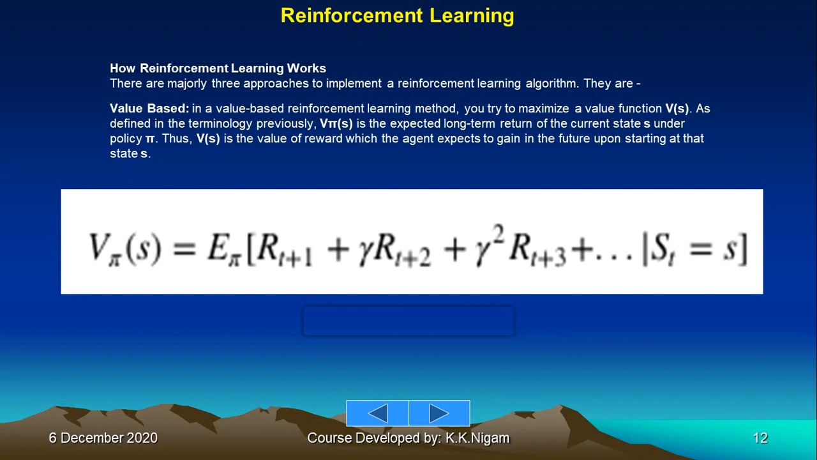There are majorly three approaches to implement a reinforcement learning algorithm, and these are value-based, policy-based and model-based. In a value-based reinforcement learning method, you try to maximize the value function V of S as defined in the terminology previously. V pi of S is the expected long-term return of the current state S under policy pi, and thus V of S is the value of reward which the agent expects to gain in the future upon starting at that state S. So this is the kind of equation that can be created.